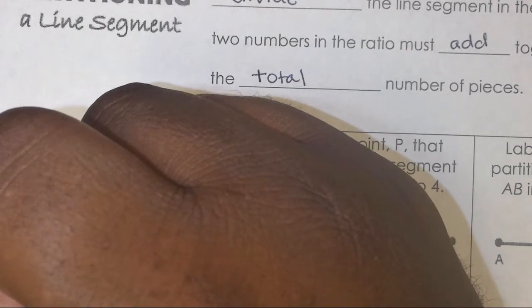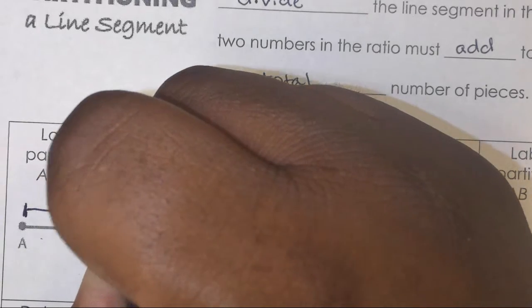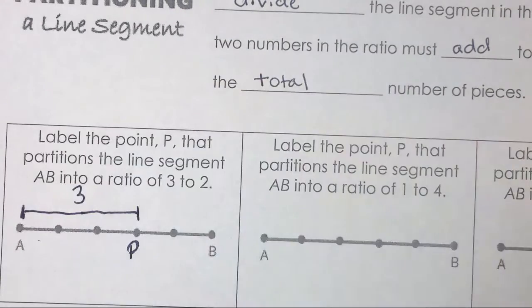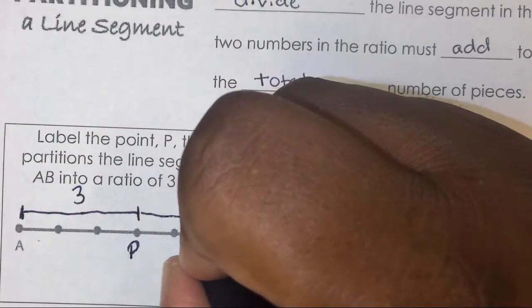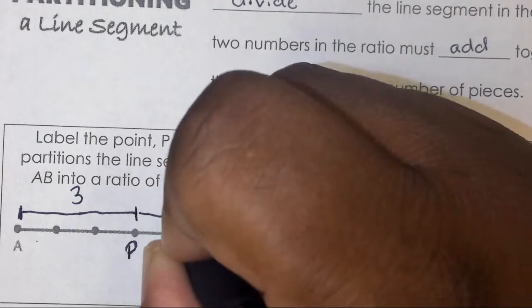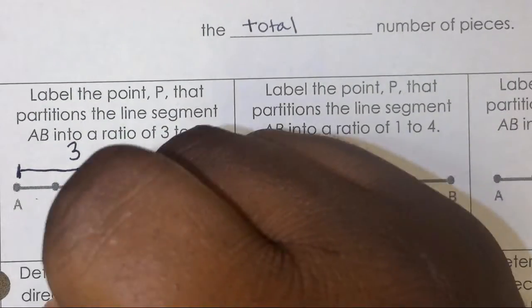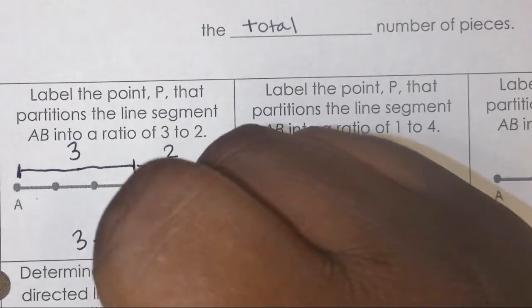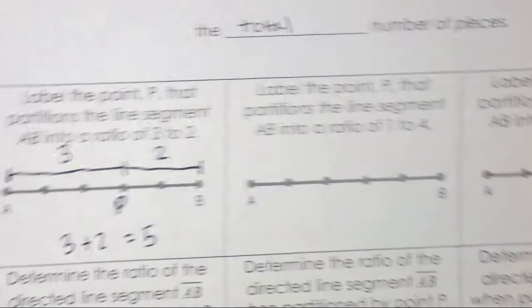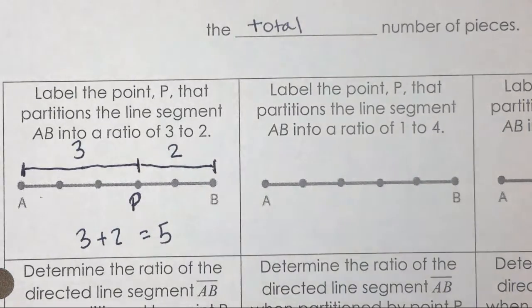Have 3 segments here. And then I have 2 here. Y'all okay with that concept? Once again, I asked you how many segments we have all together? 5. We're going to need that number for later. So we got 5 segments all together.